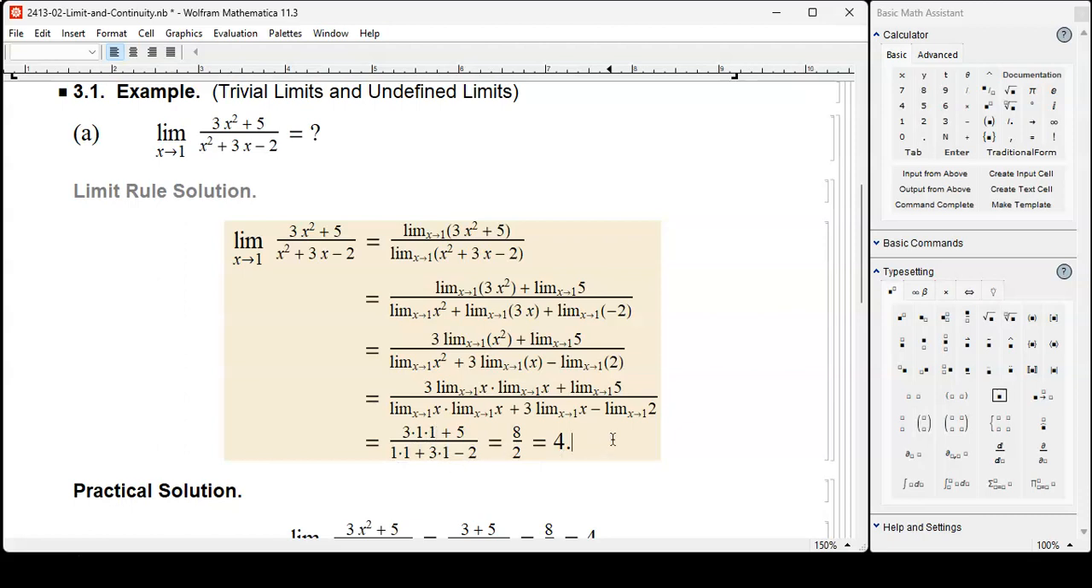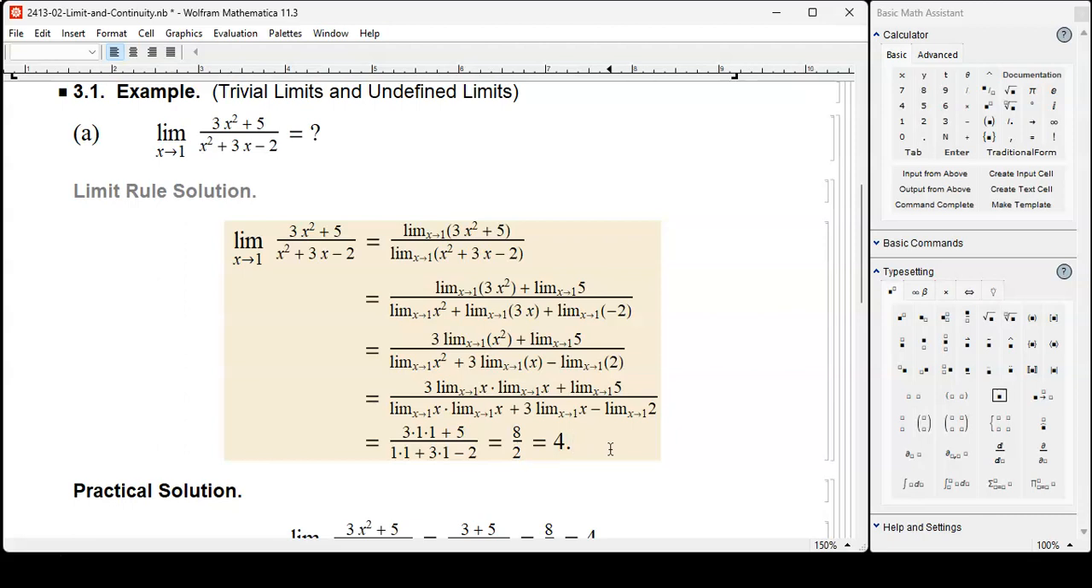So if you do your computation, 3 plus 5 is 8. 1 plus 3 minus 2 is 2. So 8 over 2 is 4. Previously, in the previous video, I made a sign mistake and got 8 over 0, but sorry, that was a mistake. This is the right computation.